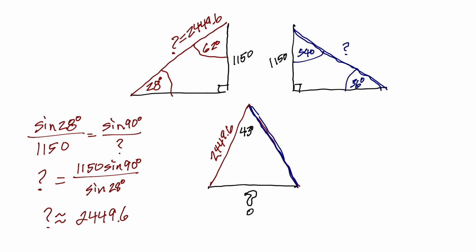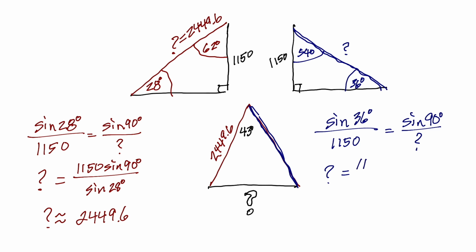So that is blue. So that would give me, I guess, sine of 36 over 1150. That's the height of the tower, equals the sine of 90 divided by the blue question mark. So when I cross multiply, blue question mark is 1150 sine 90 degrees divided by sine 36 degrees. And just type that into your calculator.